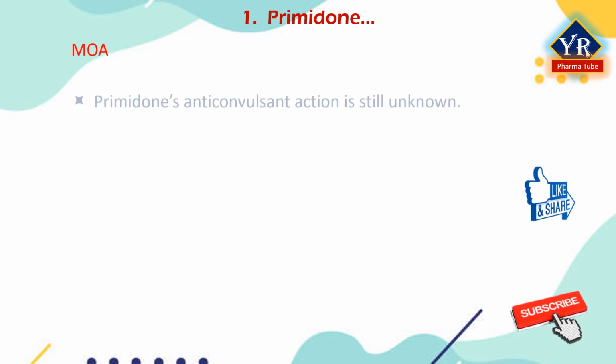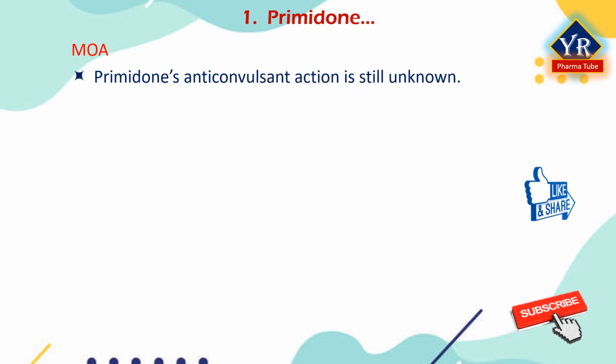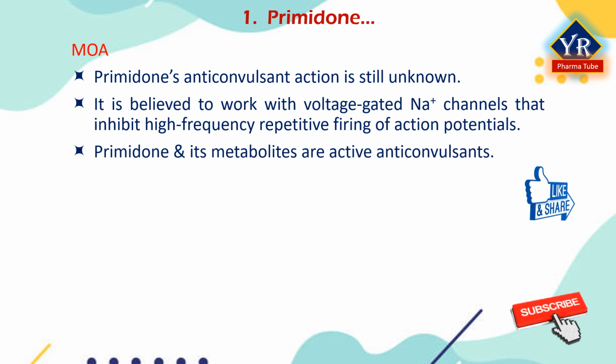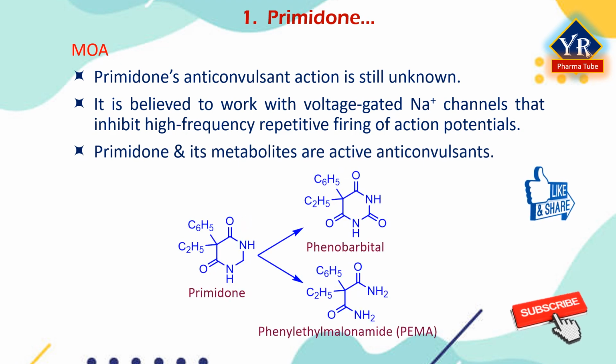The exact mechanism of primidone's anticonvulsant action is still unknown after over 50 years. It is believed to work via interactions with voltage-gated sodium channels that inhibit high-frequency repetitive firing of action potentials. Primidone and its metabolites phenobarbital and phenylethyl malonamide are active anticonvulsants.